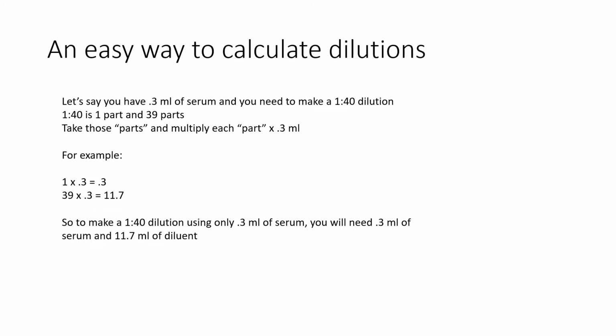So let's say you only have 0.5 mL and you want to make a 1:20 dilution. You would take 0.5 times 1, and then you would take 0.5 times 19, and that would give you your total for serum and what you need for diluent to make a 1:20 dilution. I'll give you some examples on a sheet to calculate on your own.